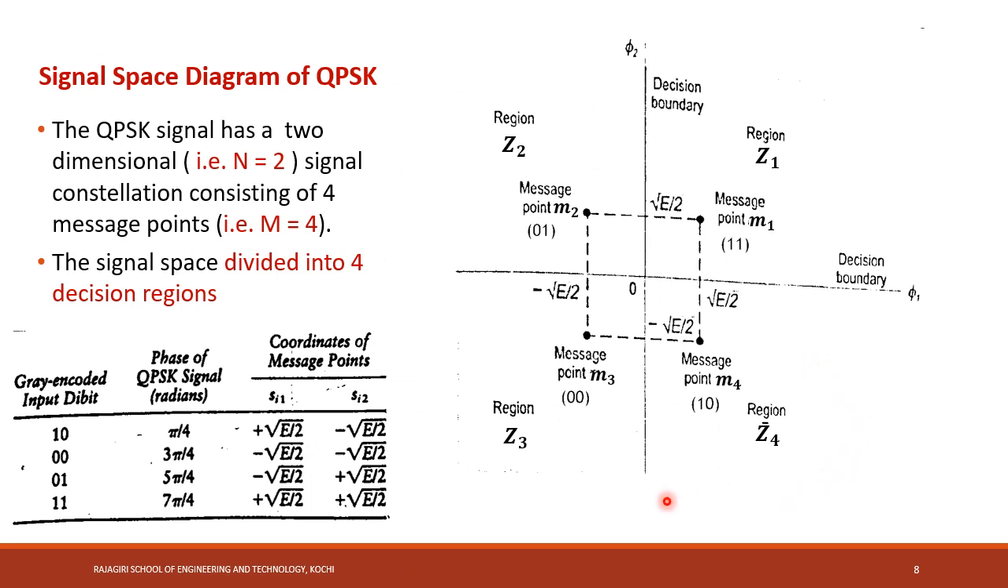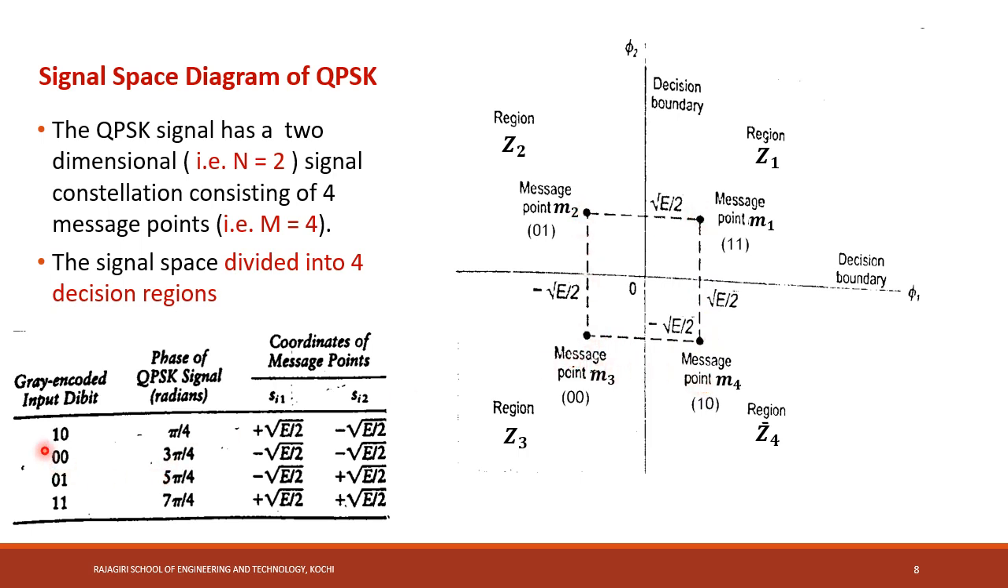This figure shows the signal space diagram of QPSK. You can see that there are two basis functions, phi1 and phi2. Since capital N is equal to 2, the QPSK signal is two-dimensional because there are two basis functions. At the same time, there are four symbols that can be transmitted.